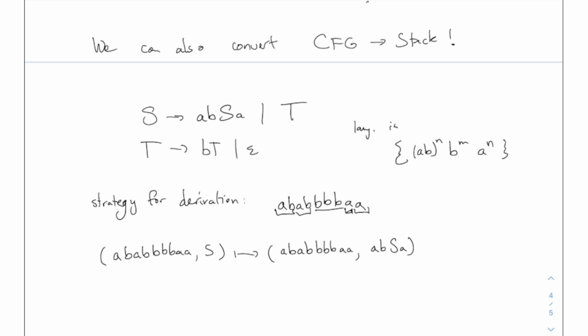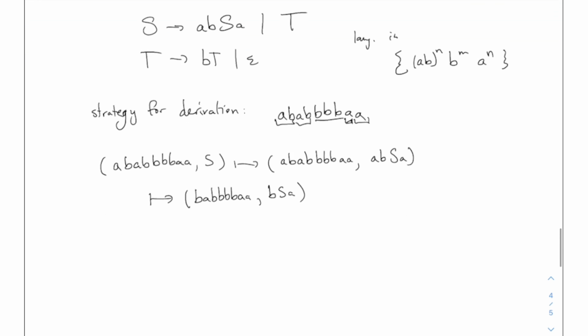And now the strategy is when I see A and B on the front of the stack, they match with the A and the B on the front of the input, and I'm going to pop them off. So I'm going to read this A and destroy that A, and then read this B and destroy that B at the same time. So here I read the first A, ABBBBA, and I pop the A off the stack, and it says BSA. And then I do the same with the next B. I read the B off of the input string and pop the B off the stack. I'm going to just keep on canceling letters.